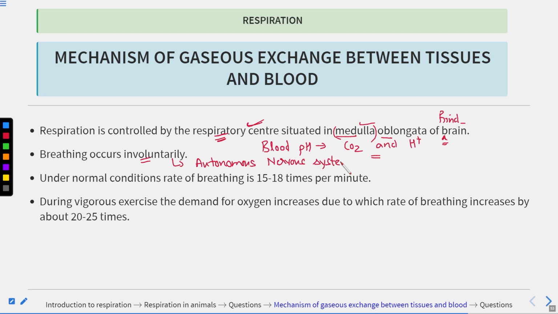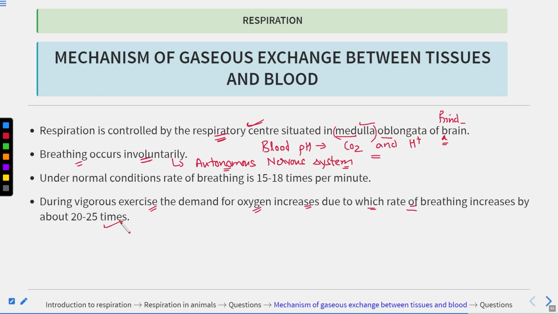Clear? So the autonomous nervous system helps in involuntary breathing. For breathing we don't have to think. It happens by itself, which means it is involuntary, and this involuntary breathing is controlled by the autonomous nervous system. Now, under normal conditions, the rate of breathing is 15 to 18 times per minute. This is the normal breathing rate. But during vigorous exercise, the demand for oxygen increases, due to which the rate of breathing increases to about 20 to 25 times.